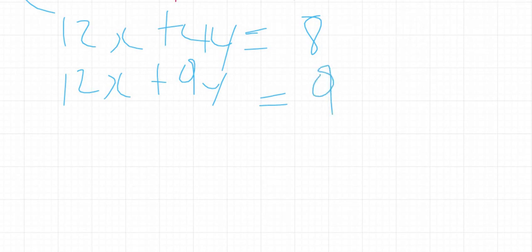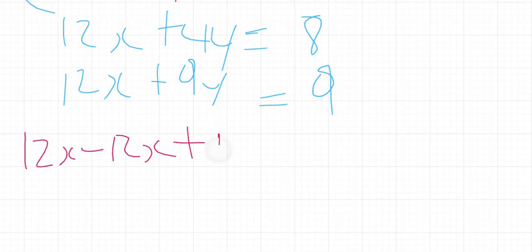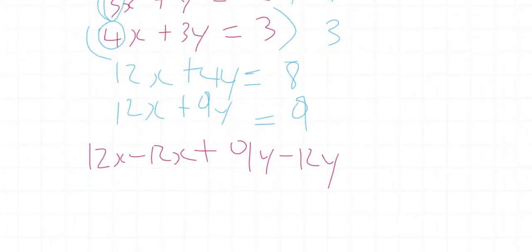So we could rewrite these equations in like terms for subtraction. We could write 12x minus 12x, plus 9y minus 12y, equal to, let's say, 3 minus 4.